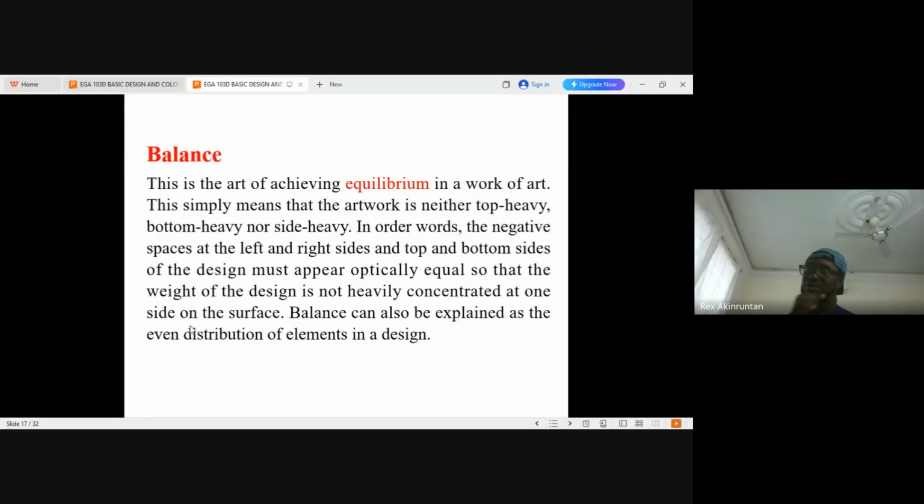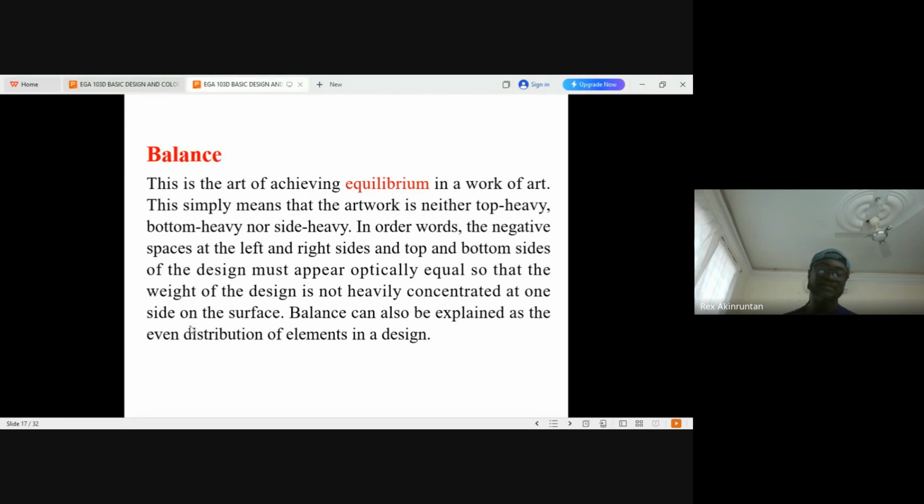So the word there is optically. In some cases, the balance could be represented in color. Some of them can be represented in shape, not necessarily weight, like having something that is heavy like a rock. But any of these elements alone can give an optical illusion of how this thing has been distributed in terms of weight. And balance can also be explained as the even distribution of elements in a design.